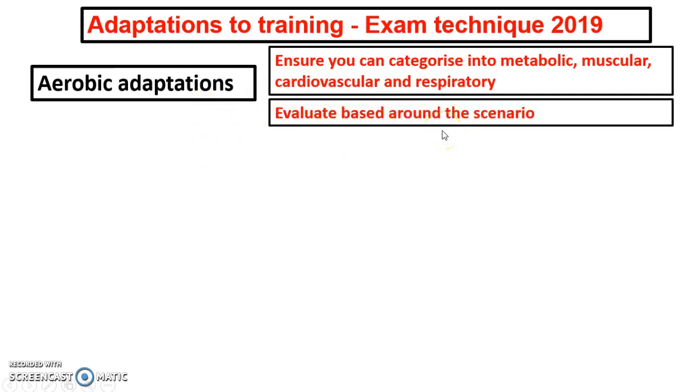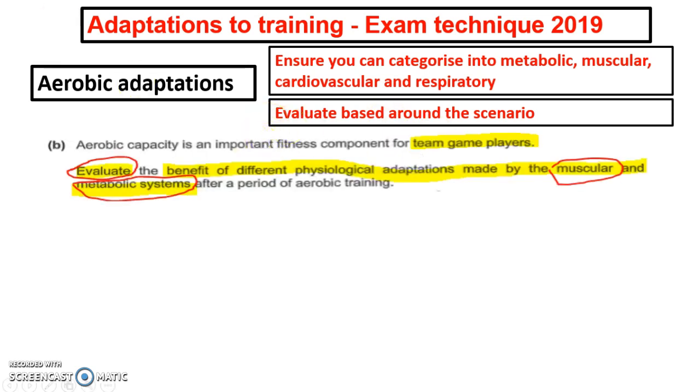Now, they put this in an AS paper for 4 marks, a horrendous question for a year 1 paper, and I think it's very unlikely you're going to get it, but it's so that you would have an understanding of what to do if it did come out. So if you look at this question, aerobic capacity is an important fitness component for team game players. That is a hugely important circle or highlight within the exam question.